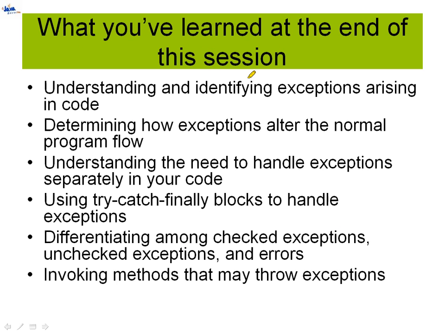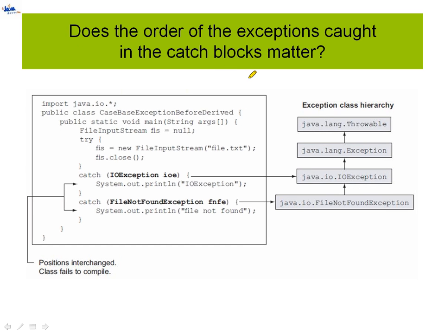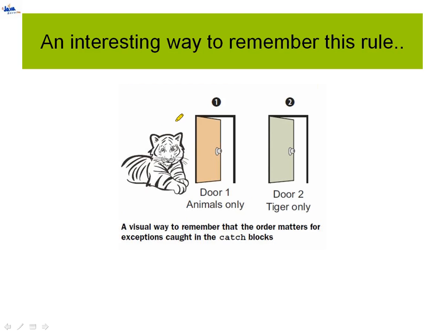So I guess we are almost done. This is the last question for the session. Now we talk about the order of the exceptions in a catch block. Do they matter or not? Yes, they do, because you cannot catch instances of a base class before instances of the subclasses. This code will not compile, and let's talk about an interesting way to remember this rule. Let's say we have a line of tigers, and door 1 that they pass through has the tag animals only, and door 2 has the tag tiger only.